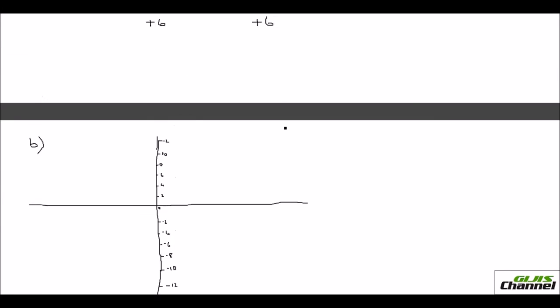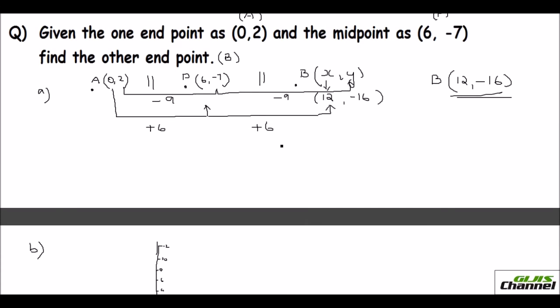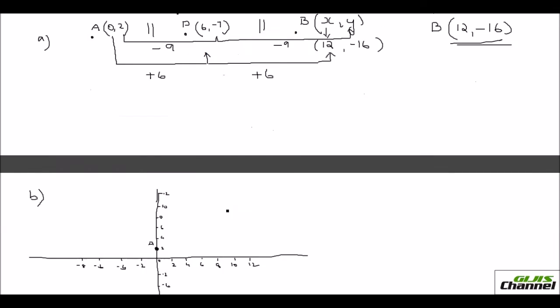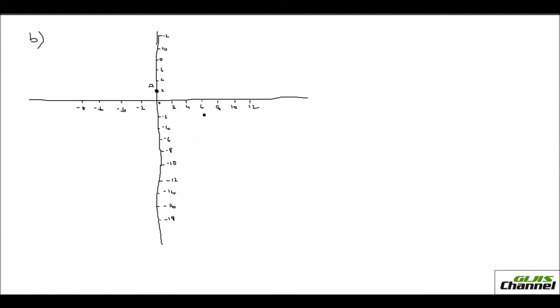Now for the x terms, again I just take 2, 4 for the units, okay? Let me plot these points. So the first point A is 0, 2. So your x value is 0 and your y is 2. So your point is over here, okay? So this is your A. And let me plot the midpoint. The midpoint is 6, negative 7. So your x is 6 and y is negative 7. So it is somewhere here, okay? So this is 6, negative 7. And here it is 0, 2, okay?